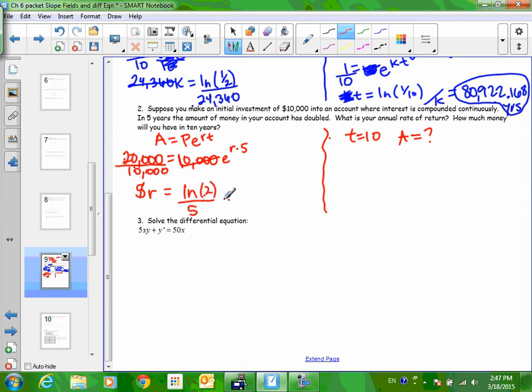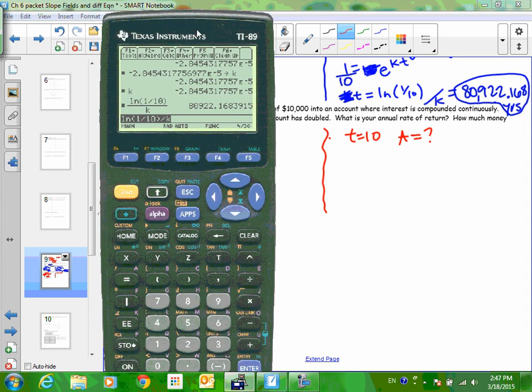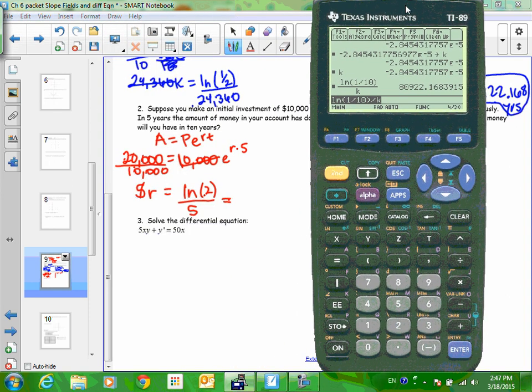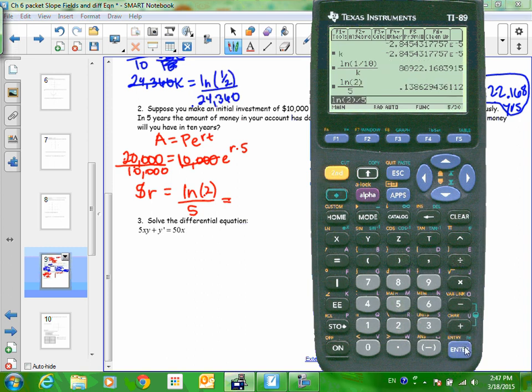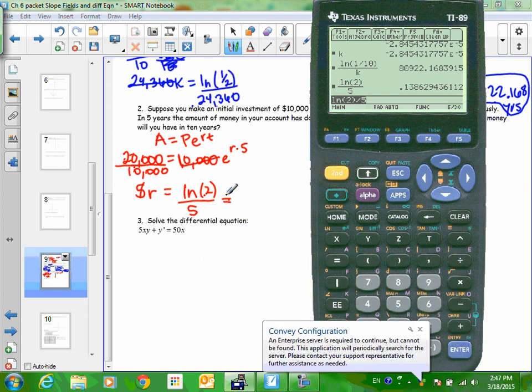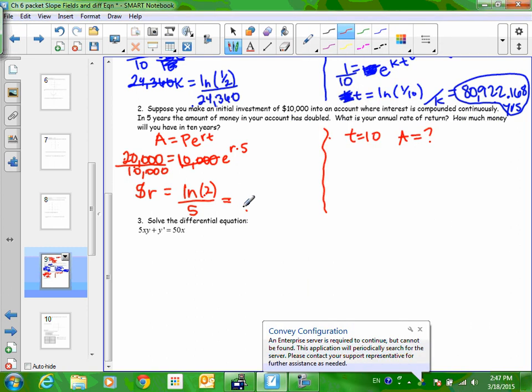Now this is specifically asking us for our rate of return, so I am going to have to write down that decimal. So I'm going to go second natural log of 2 divided by 5. And if you know you want a decimal, go ahead and hit diamond enter. All right, so then I get 0.138629. Okay, is that my R?